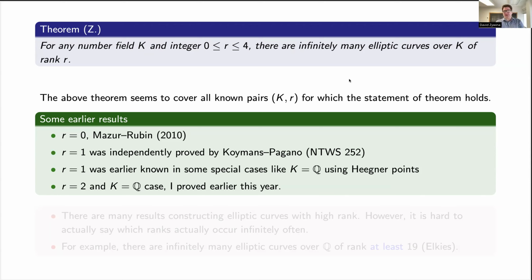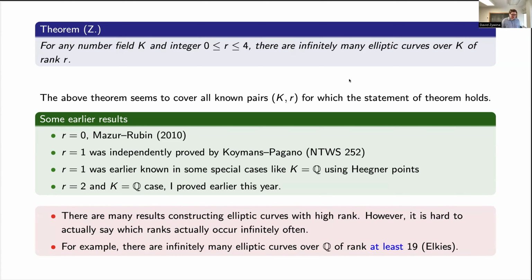R equals 1 was also known in special cases. For example, when K is Q, you can use Heegner points to produce elliptic curves of exactly rank 1. R equals 2 and K equals Q I did earlier this year in February, and that's kind of how this all started.